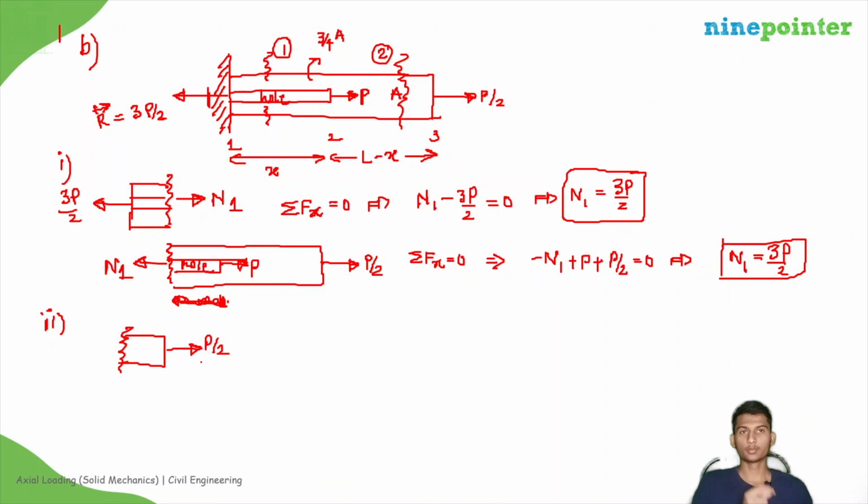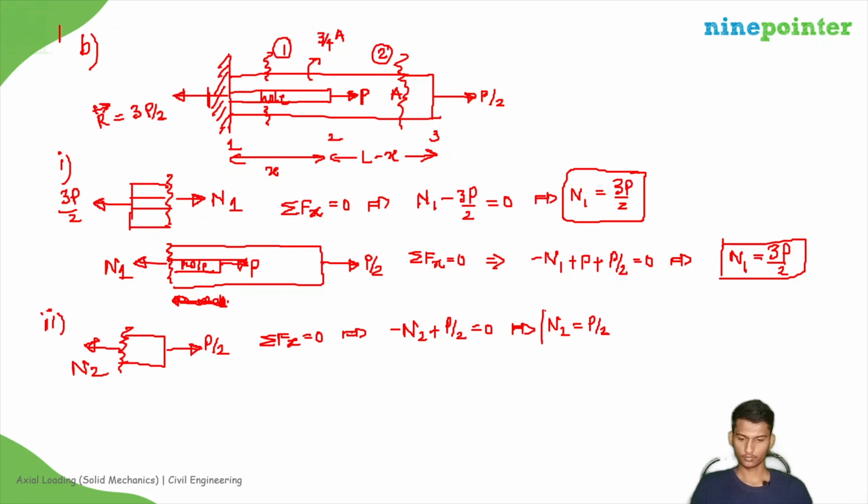So again, tensile is positive, so take N2 away from the cross section as positive. Again, sigma Fx is equal to 0. Then it gives minus N2 plus P by 2 is equal to 0. N2 is equal to P by 2, right? So internal normal force in segment 1 is 3P by 2 and in segment 2 is P by 2.